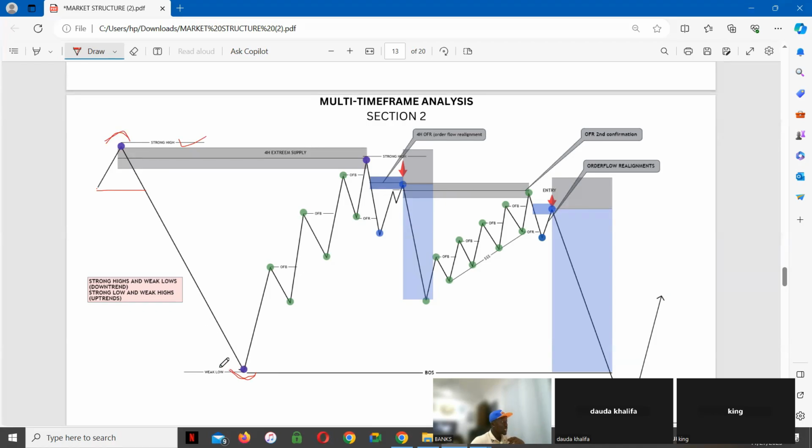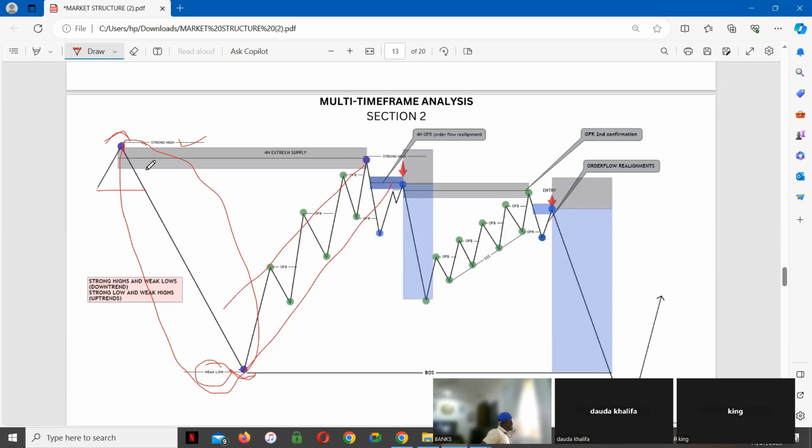So this low here becomes what? Our weak low. So whatever is happening within this impulse move, whatever is happening within this leg, is just a correction or a pullback phase to help us identify when price realigns, or when a short-term downtrend realigns with the higher time frame downtrend to continue our selling strategy.